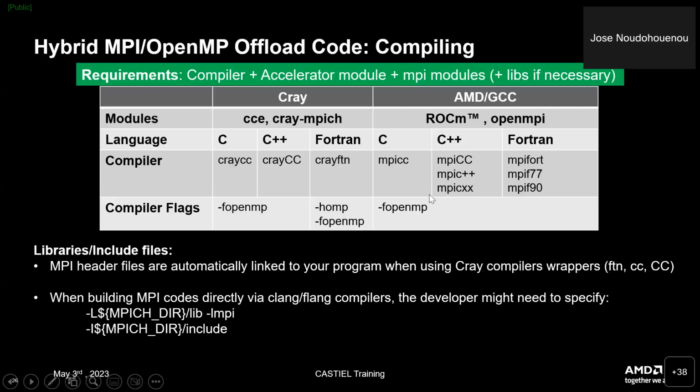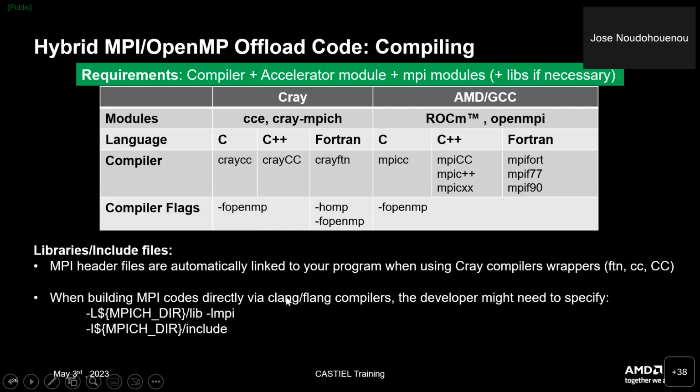Now, one interesting thing is that with the Cray compiler, when we load the module CCE, in addition to cc, CC, or ftn, we have the wrappers available. When we load Cray MPICH, the developer doesn't need to change any compiler, compared to ROCm, for example, where we need to use mpicc or something like that. And one interesting feature is that MPI header files are automatically linked to your program when using the Cray compiler wrappers. Only wrappers. When you are using these, they are automatically linked. But when you are using the full keyword, there is no guarantee that you will get that.